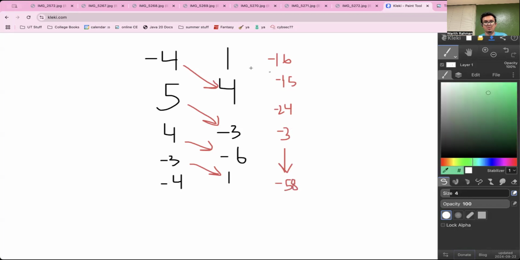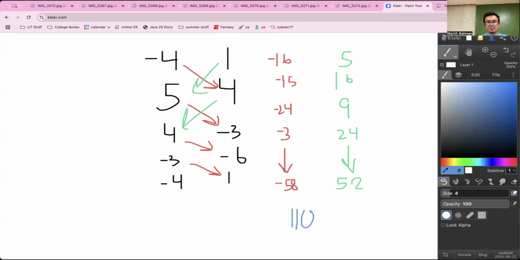Then we go the other way and do the same thing. I'm not even going to finish writing the other arrows. 5, 16, 9, and 24. Add these all up and you should get 31, 36, 52. Now you take this number minus this number: negative 58 minus 52, which gives you negative 110, but we take the absolute value anyway. Then we divide by 2, which gets us 55.